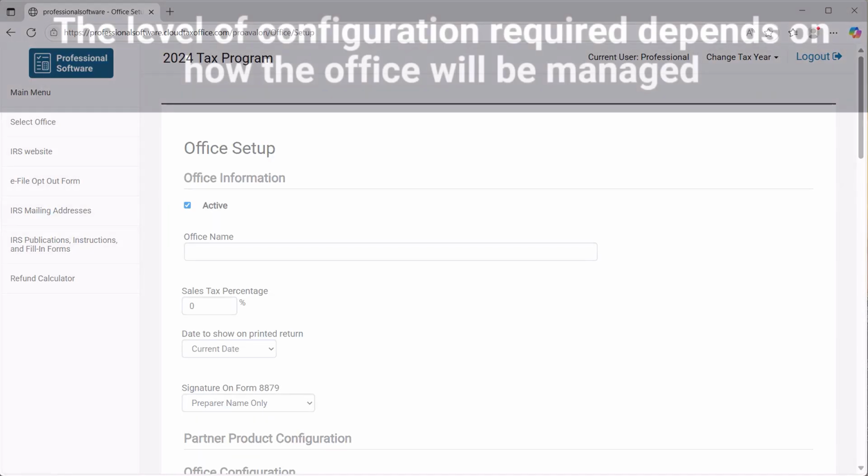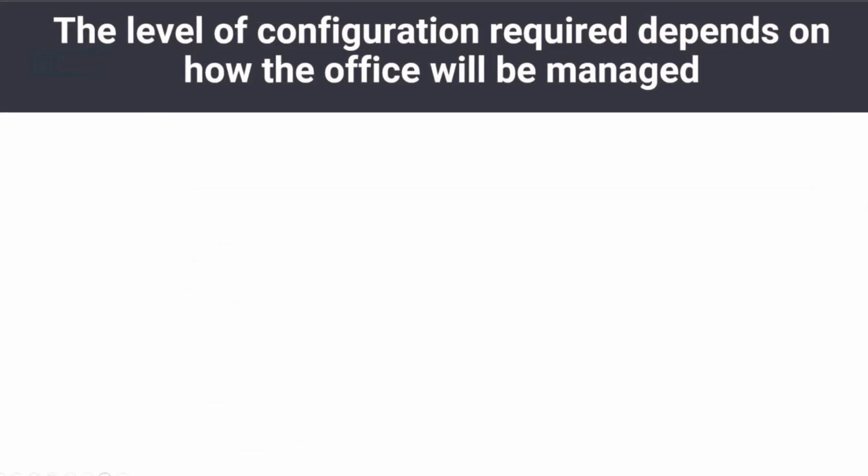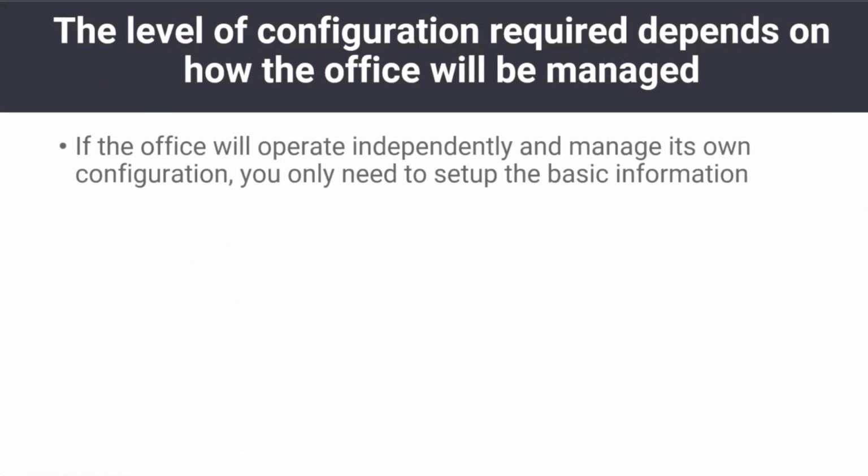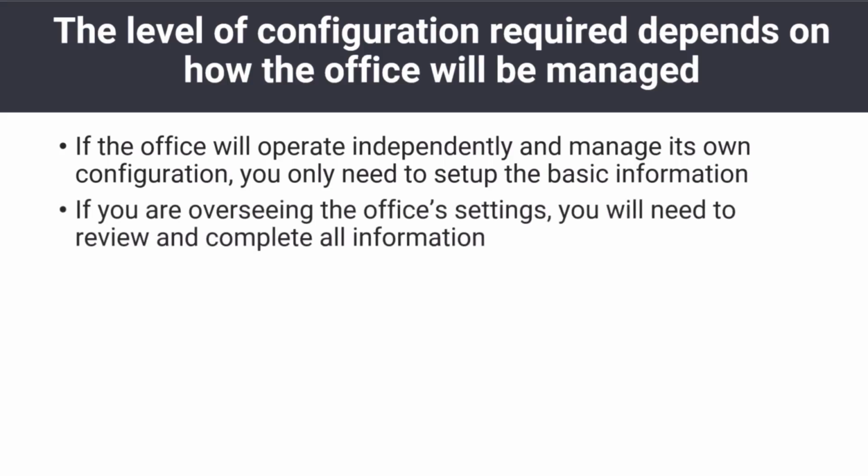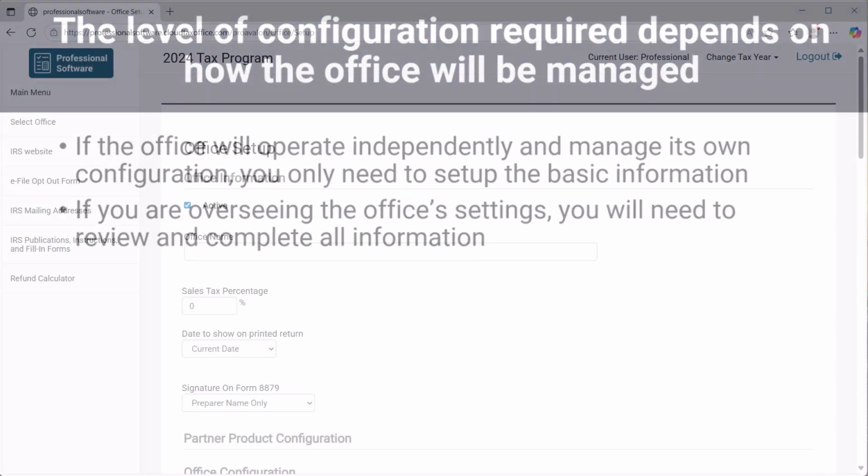When adding a new office, the level of configuration required depends on how the office will be managed. If the new office will operate independently and manage its own configuration settings, you only need to provide the basic details: company name, address, and phone number. If you will be overseeing the office's settings, you'll need to review and complete all configuration options available on this page to ensure proper setup.